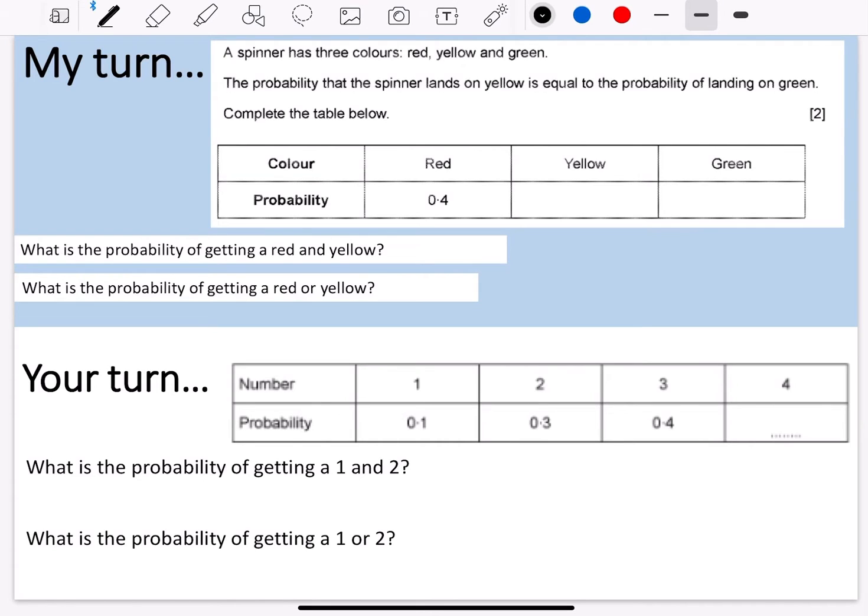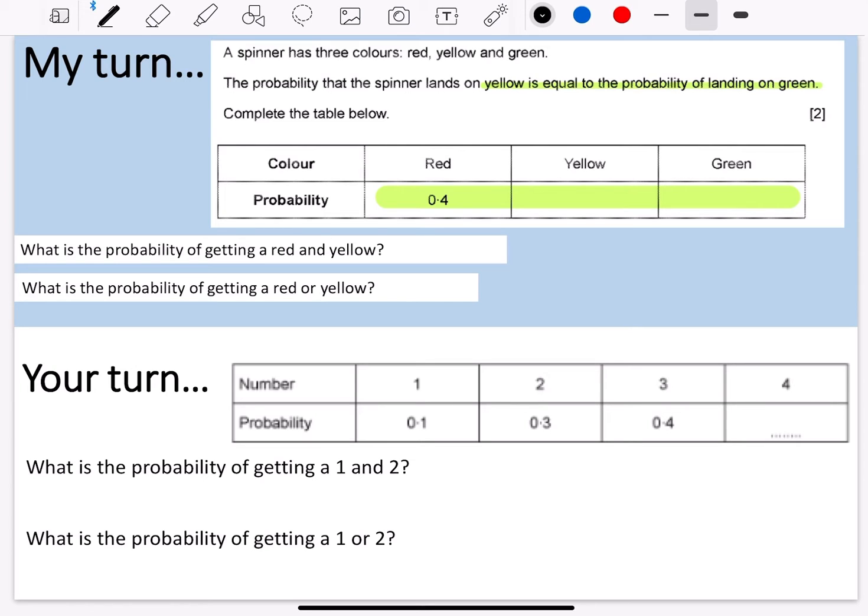My turn. For these questions, we first of all need to recall the fact that our probabilities are going to add up or sum to 1. That's a key fact we're going to need to know. For this question, we've also been given a little bit more criteria. We've been told that the probability of landing on a yellow is the same as the probability of landing on a green. They're equal. So we can, first of all, find out what green add yellow is.